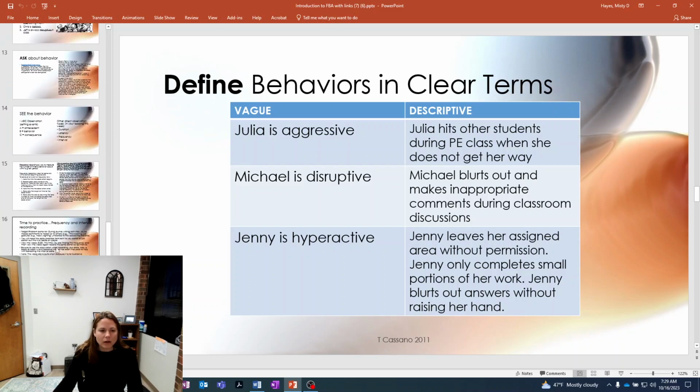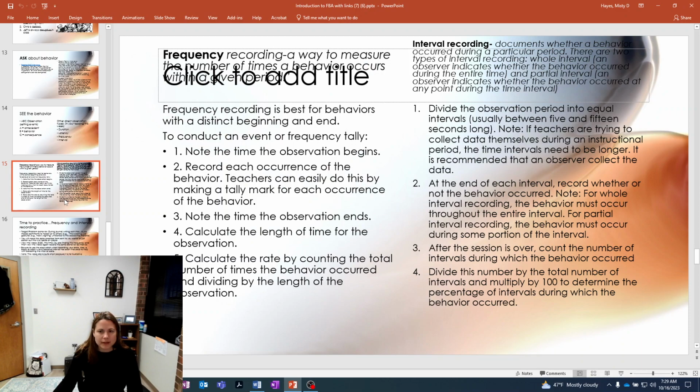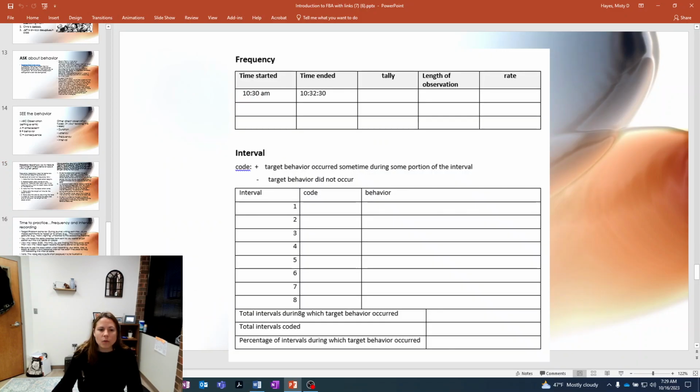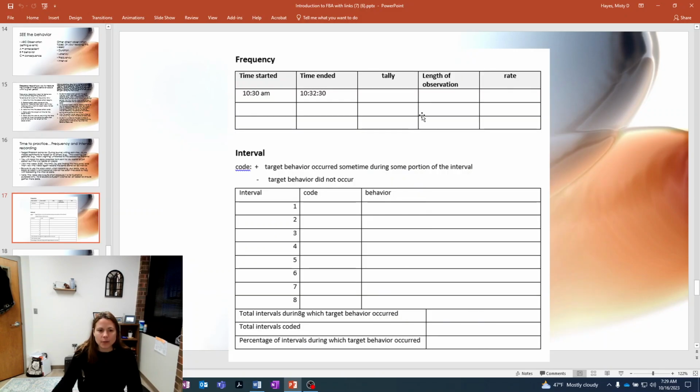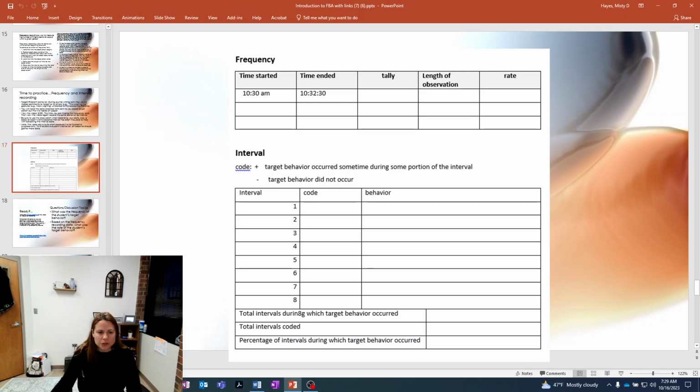I'm not going to go through all of this, but I did want to show you something. This is talking about frequency recording, which is kind of what we're going to be going over, okay? So here's an example of the behavior, and we'll talk about this in just a minute. This is an example of frequency recording and how you do it. At the bottom is interval. So we're going to be doing both of these to practice today when you're watching a video. So this goes over that.